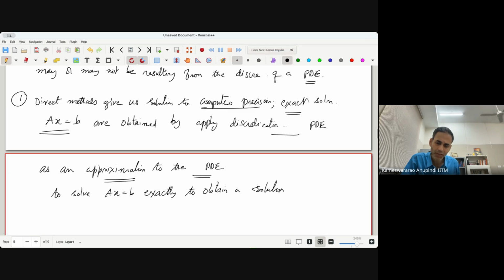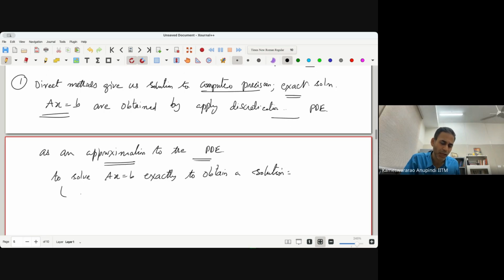That discourages us from applying a direct method, because we don't need an answer that is exact to computer precision. Rather, an approximate solution to a prescribed tolerance is sufficient. That means we don't need an exact answer. We can give some tolerance, and if we can converge to that tolerance, this is sufficient.